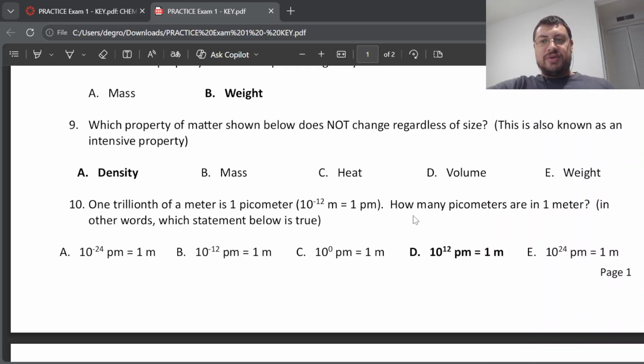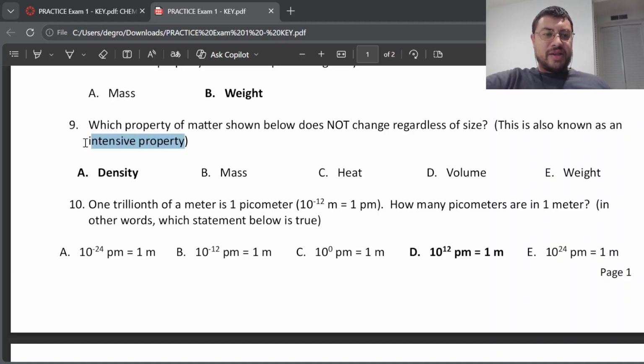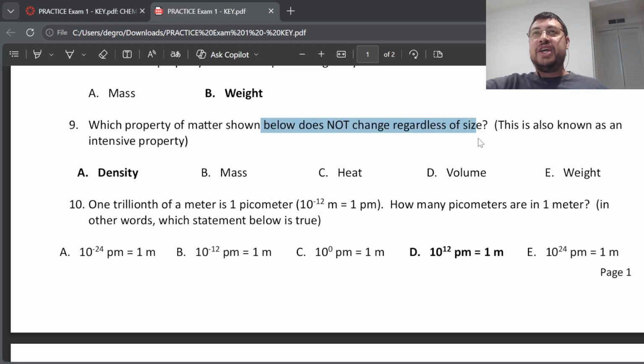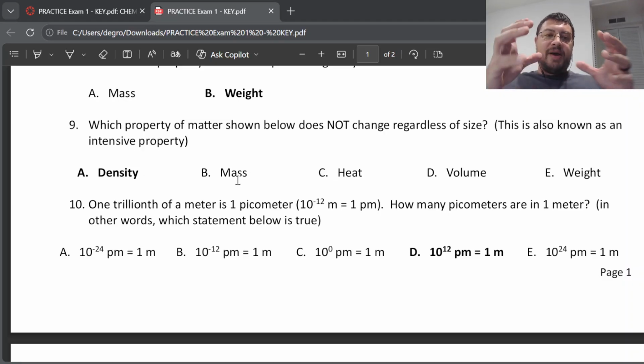This is also known as an intensive property. Okay, I didn't get around to using this term intensive property in every lecture, so sorry about that. But all it means is to have a property that doesn't change no matter how big or small something gets. Okay, so density is the answer here. Let me go through the other ones.